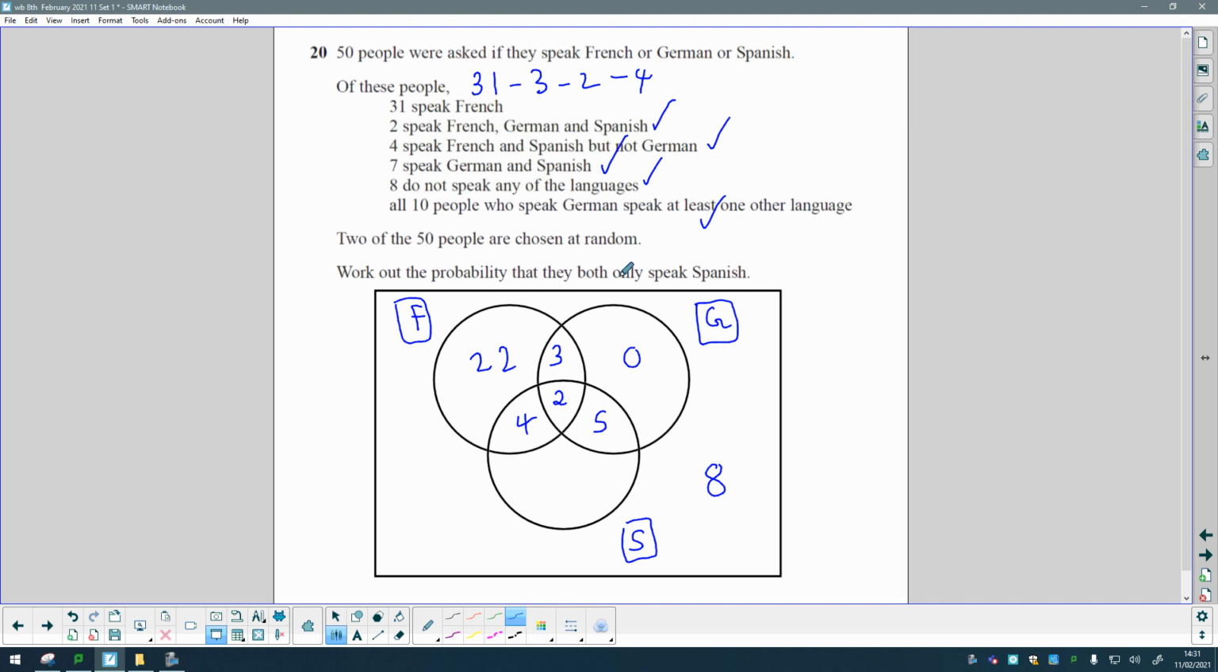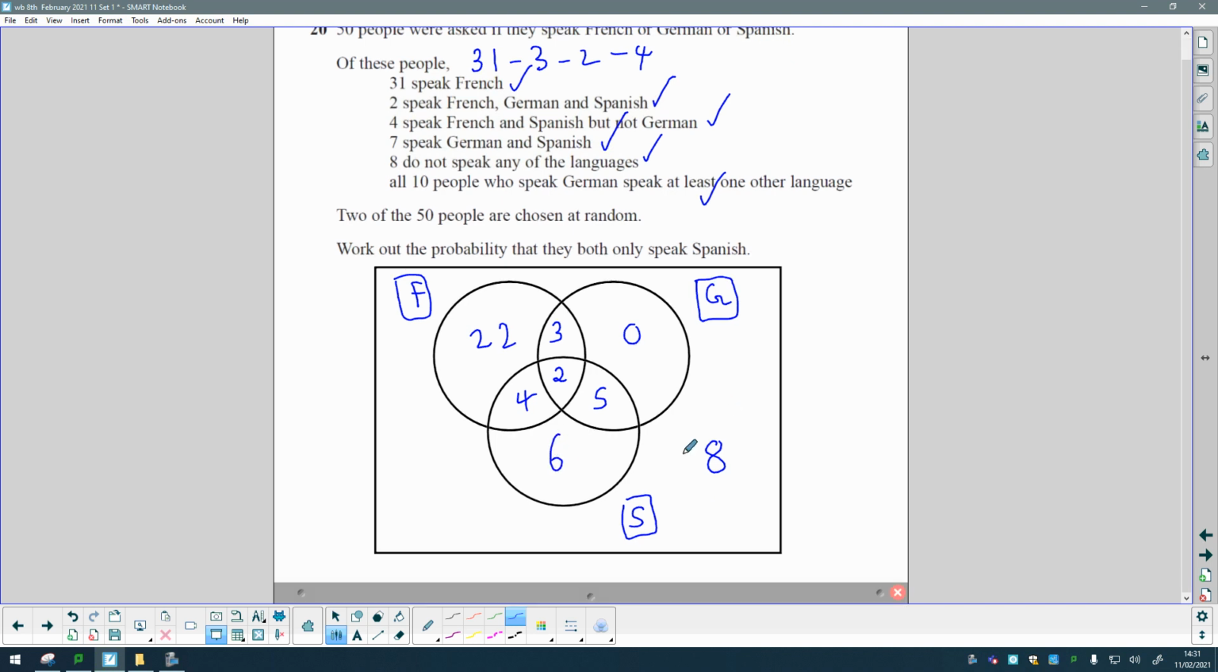And now we're going to go to the final statement, which is there are 50 people altogether. So all these numbers have to add up to 50. So let's just have a look at that. We're missing a number in here. So 25, 27, 31, 36, 44, which means this number here is 6. So that is actually the Venn diagram completed.